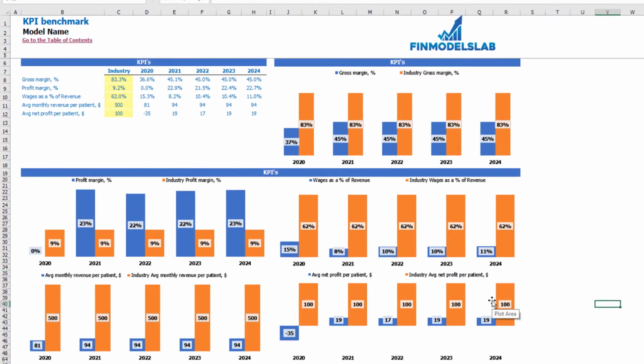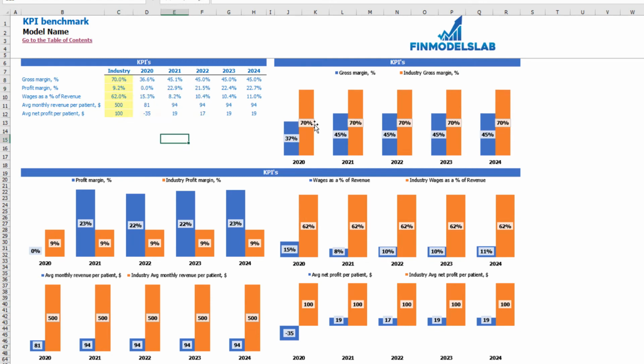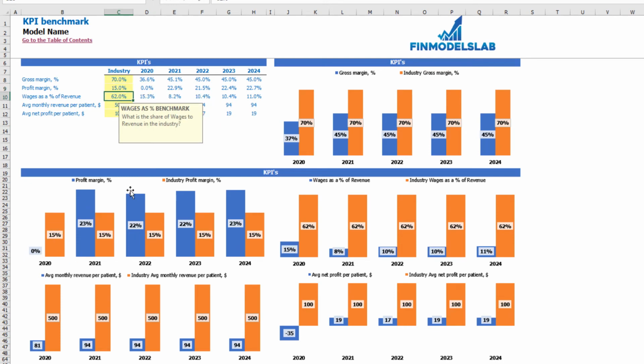On the KPI benchmarks tab, you may see 5 main industry benchmarks, which are also changeable depending on your industry, your country or region. For example, in your country, the benchmark of gross margin for this business is 70%, so you may see that on the gross margin KPI tab, the industry gross margin is updated, and this also works for all other 4 main KPI benchmarks.